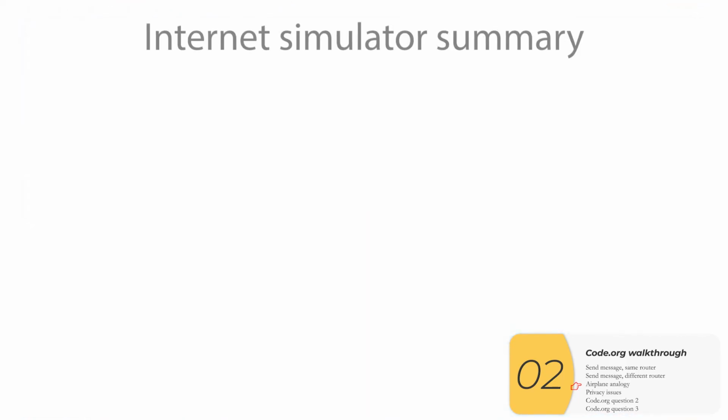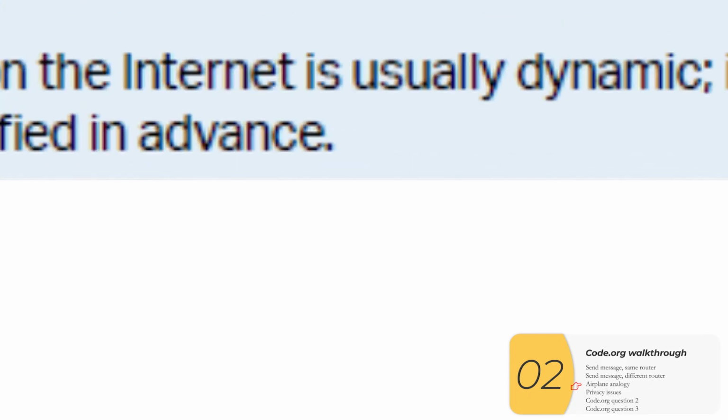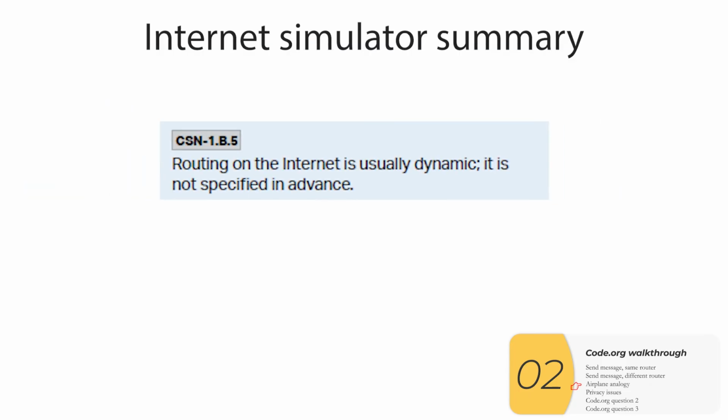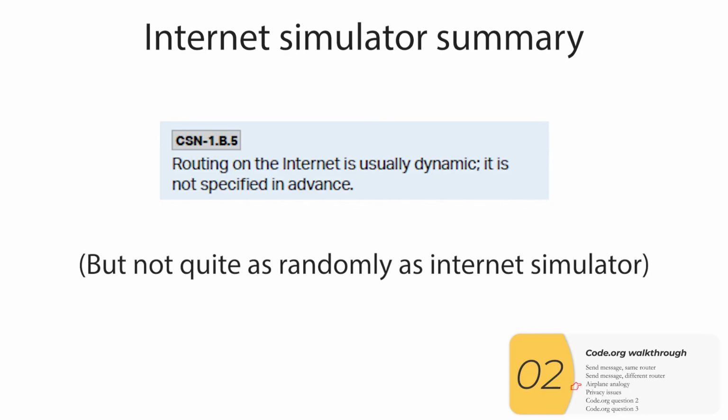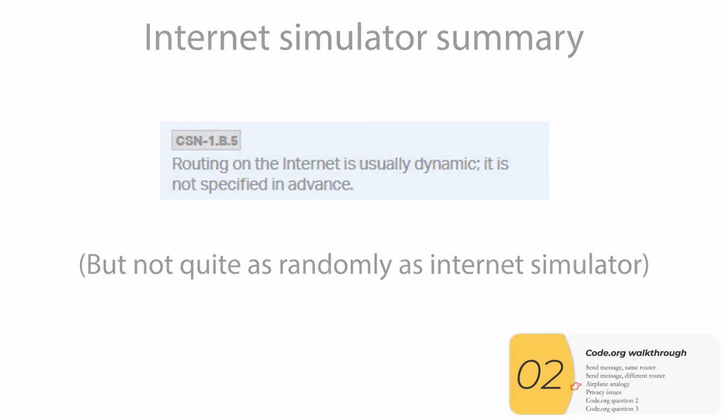So to sum up the internet simulator, I hope it really brings home the point that the AP is trying to show you, which is that routing on the internet is dynamic. You won't know for sure which path your message will take in advance. With that said, I think the internet simulator exaggerates things a little bit. Your paths are not really going to be quite as random as the internet simulator. The internet simulator is trying to make a point that these paths can change. Real life won't be quite this random, but again, the paths can change.